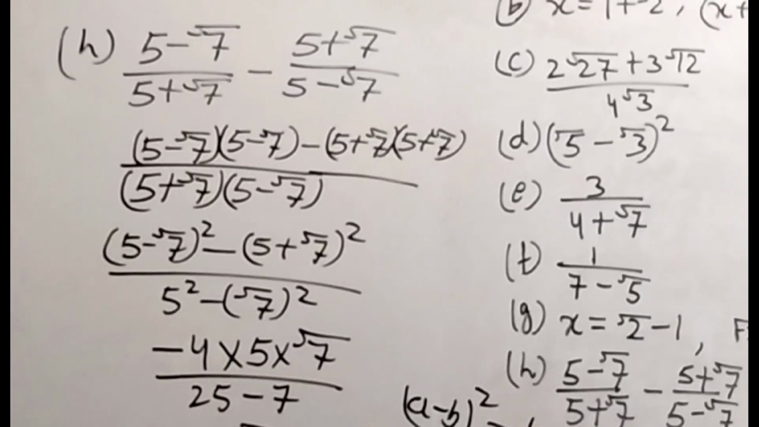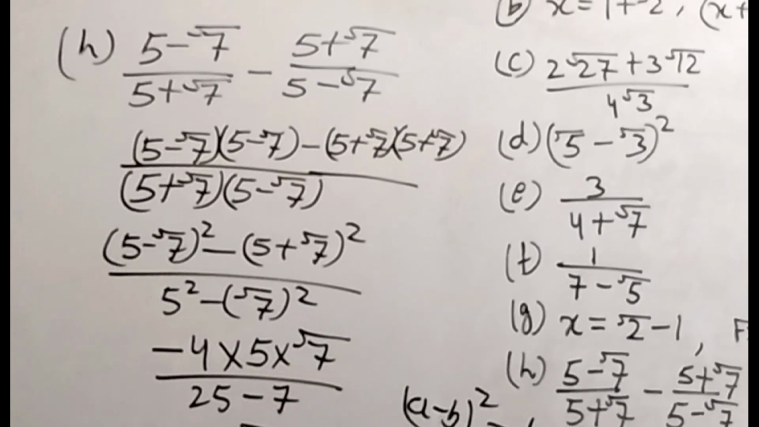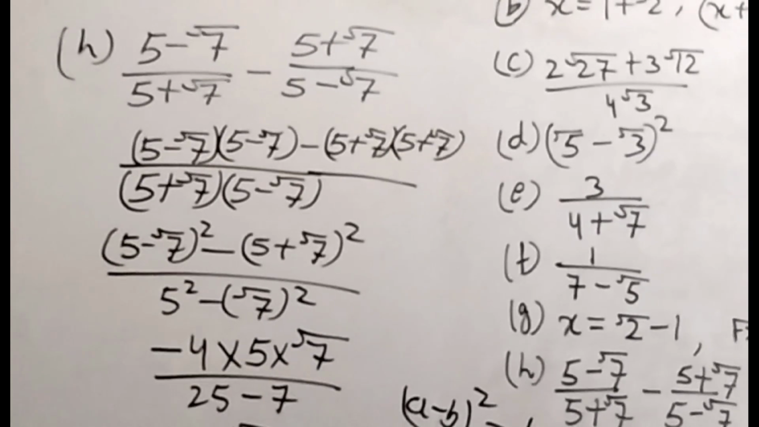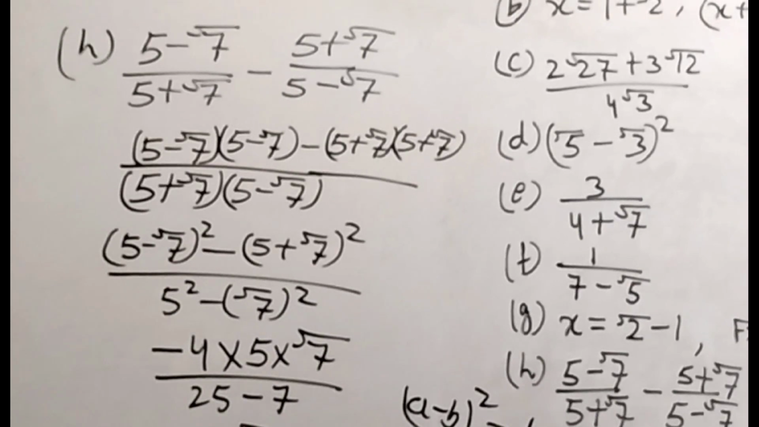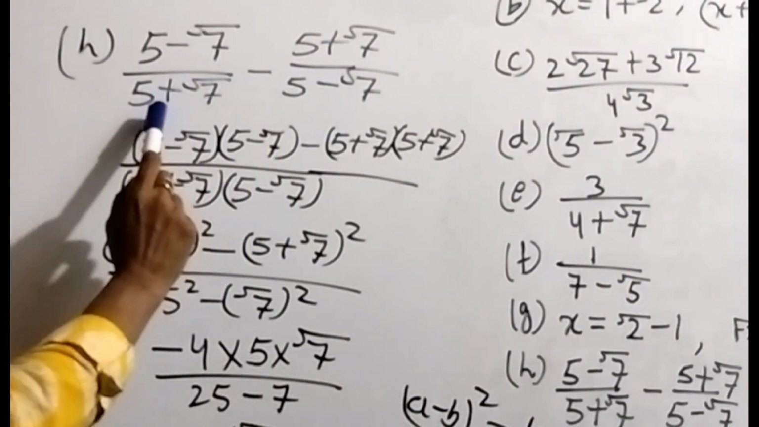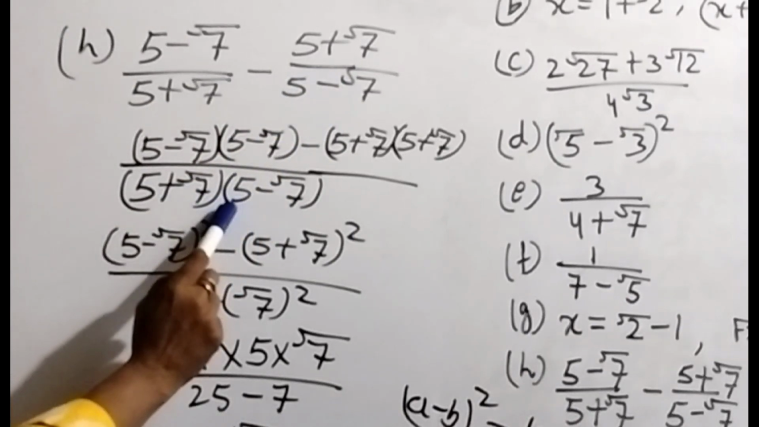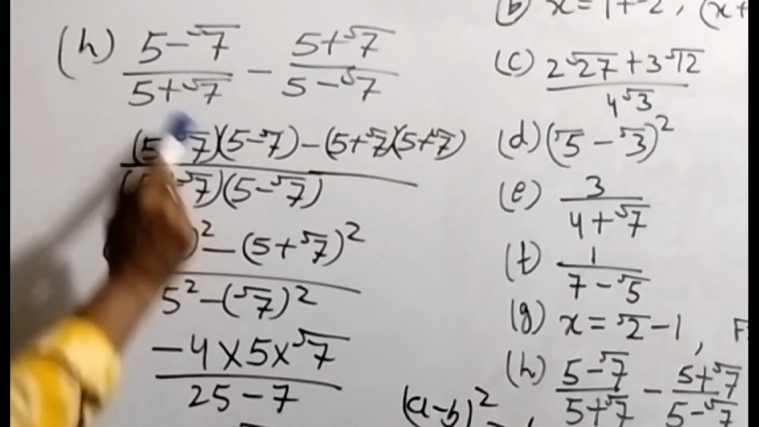Now MCQ question number H. 5 minus root 7 by 5 plus root 7 minus 5 plus root 7 by 5 minus root 7. Now take out the LCM. The denominators are 5 plus root 7 and 5 minus root 7. LCM will be 5 plus root 7 into 5 minus root 7. Now divide the LCM by each denominator.